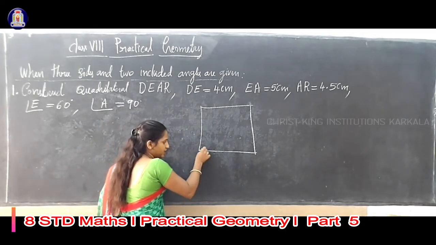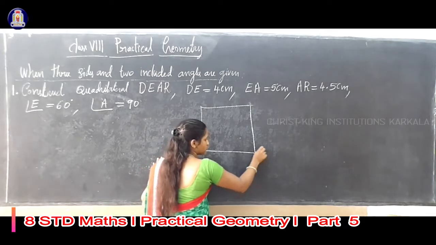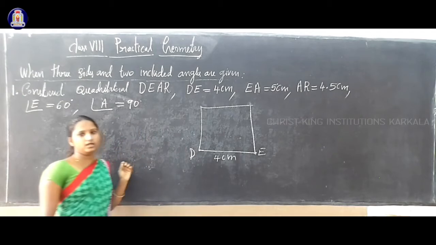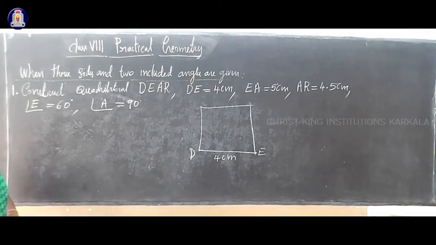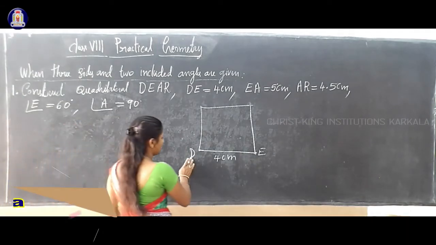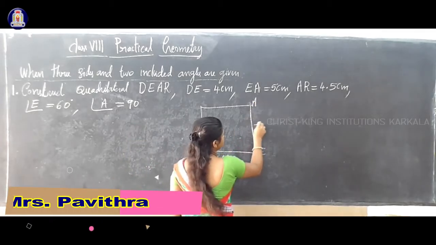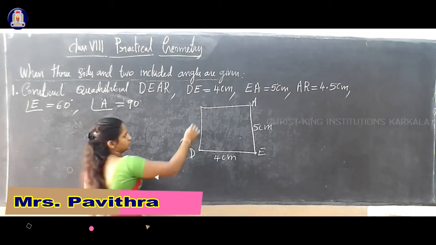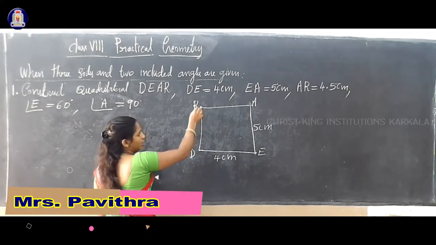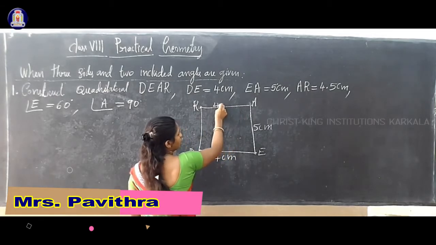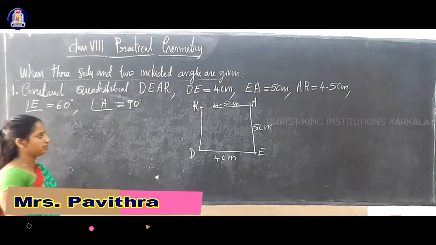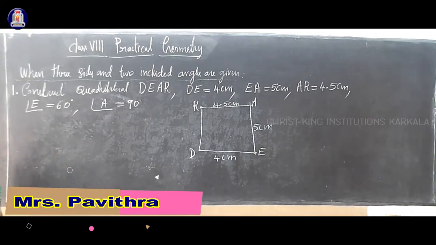So this point is D and this is E. DE is 4 centimeter. And what is EA? EA is 5 centimeter. And what is AR? This point is R, and AR is 4.5 centimeter. And what is DR? DR is not given. Only three sides are given.